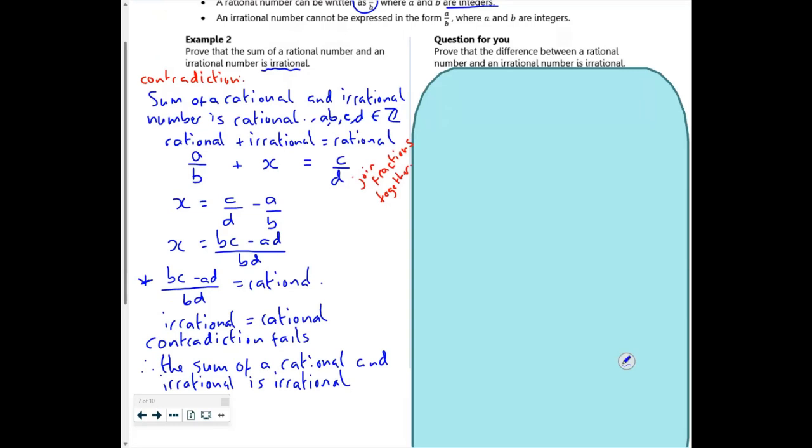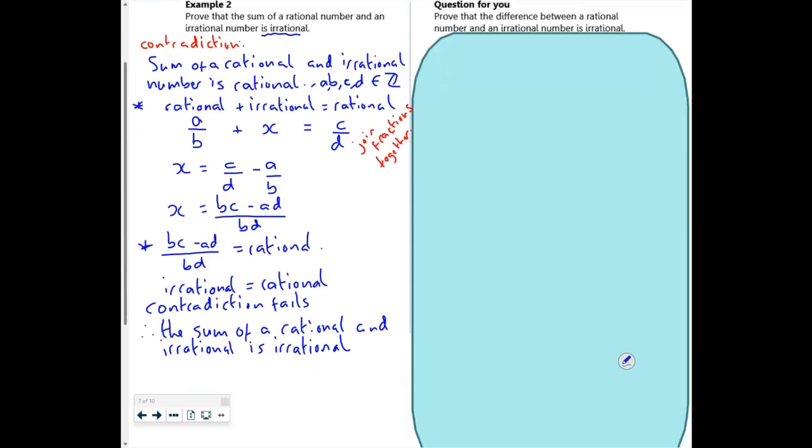There. So I've got a contradiction. I've set it up. So I was looking at a rational plus irrational is rational. So rational is fractions, irrational is like square roots and special numbers like e and pi. Join them together as a single fraction. But if a, b, c, and d are integers, then that sum bit must also be an integer. So I've got an irrational is equal to a rational. So that bit there, that's where it all fails. So my contradiction has failed, and the sum of the rational and irrational is irrational.